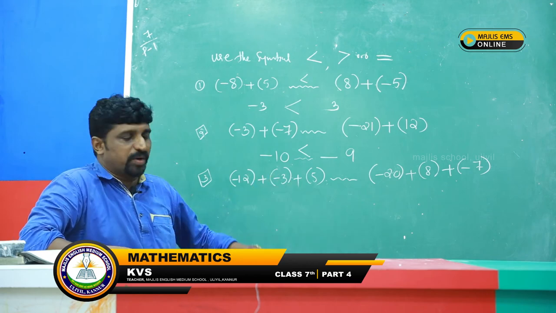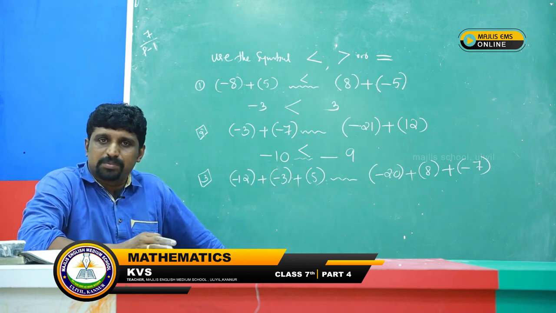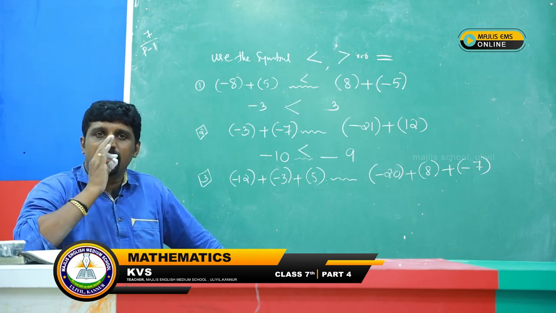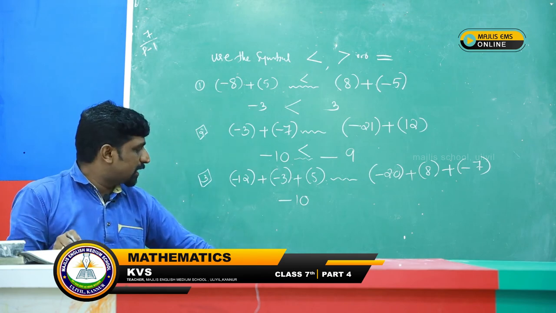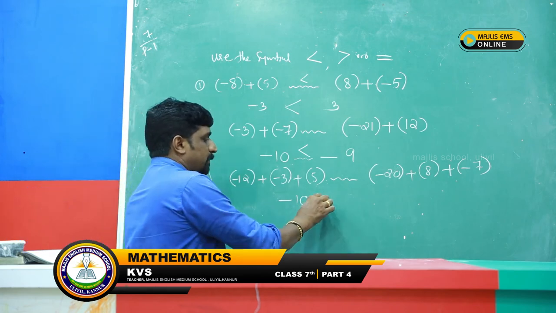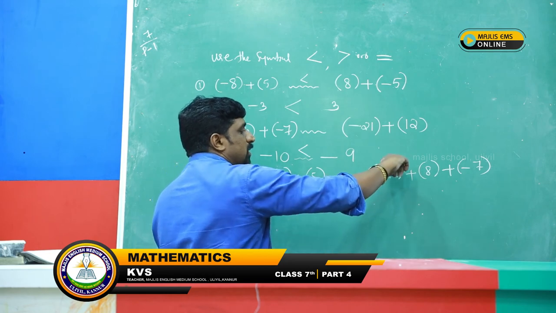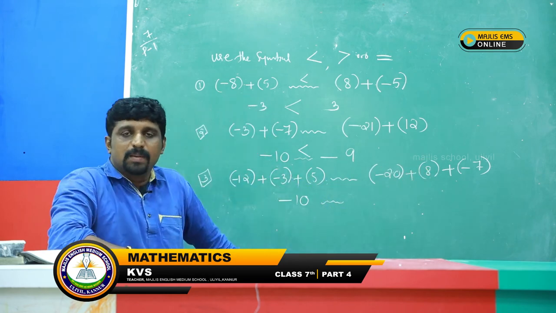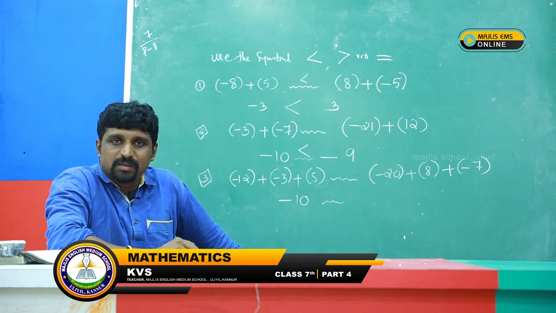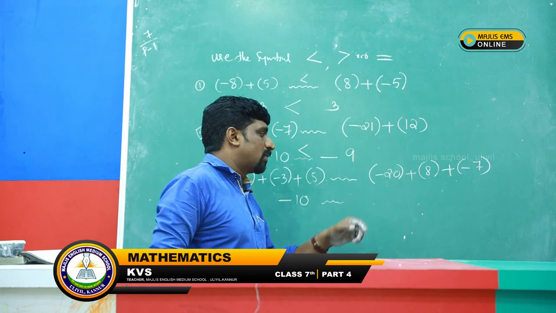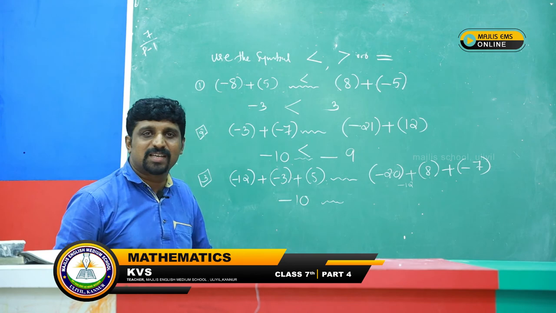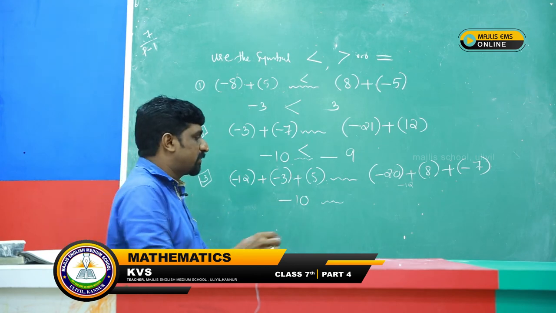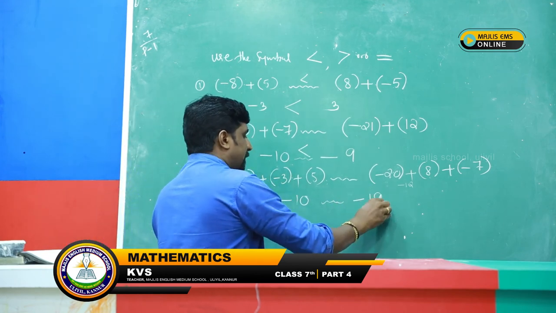Minus 15 plus 5. Different sign. Subtract, put the greater symbol. Therefore, minus 15 plus 5 means you got answer minus 10. Again, minus 20 plus 8. Different sign is there. Subtract and put the greater symbol. Therefore, we got minus 12. Minus 12, minus 7. Both are same sign. We can write minus 19.